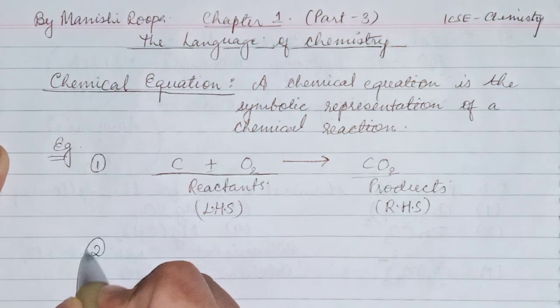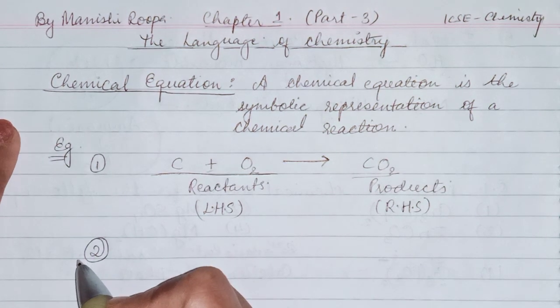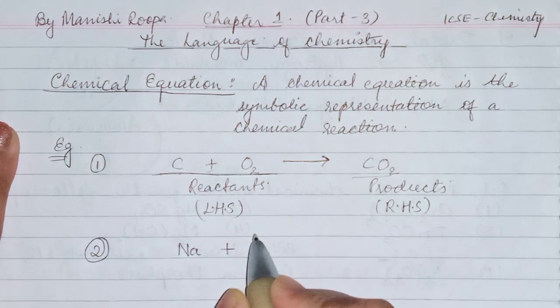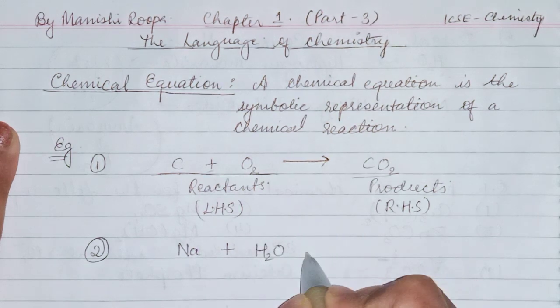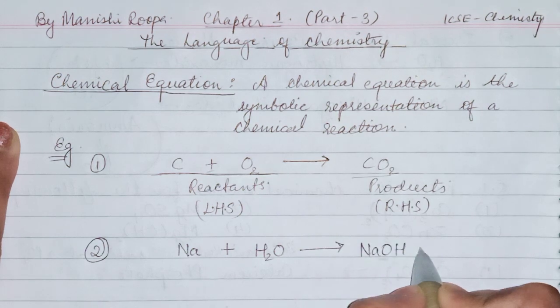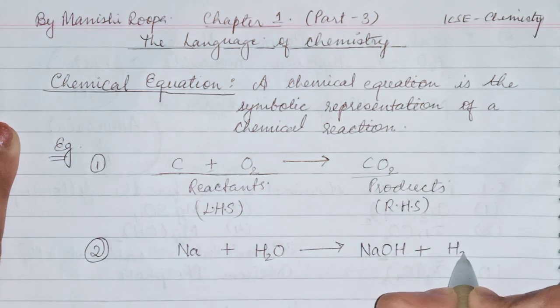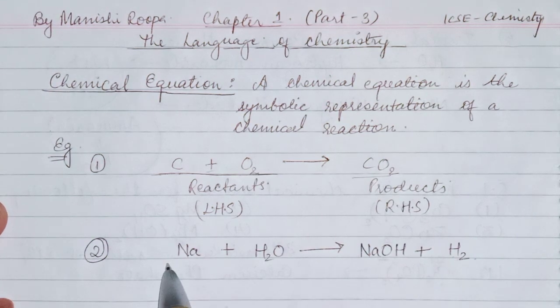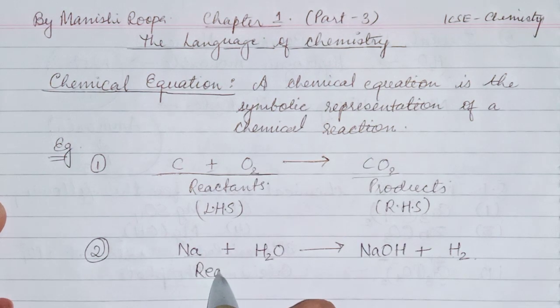Let's take another example of sodium reacting with water. Sodium, symbol Na, reacts with water, H2O, to form sodium hydroxide, that is NaOH, and hydrogen gas is released. Hydrogen gas is H2. So this is the symbolic form of the chemical reaction. Here sodium and water are present, and these are separated by a plus sign. This side is called reactants.